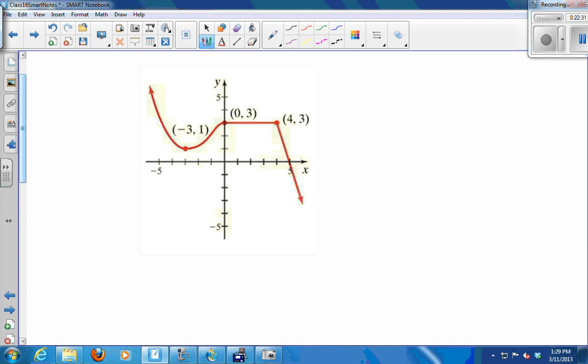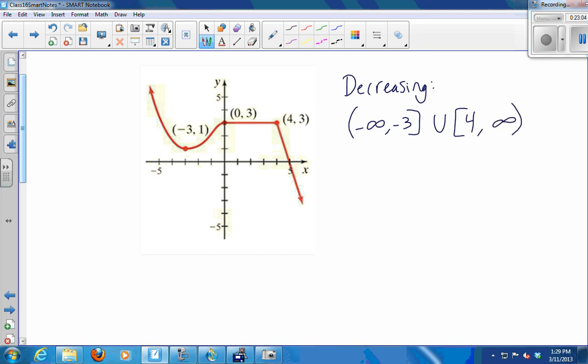All right, let's look at one more. So this function, let's start with decreasing. It looks like it's decreasing from -infinity all the way until when? -3. Good. So -infinity to -3. Does it ever decrease again? Yes, starting where? At 4, because we just give x values, and then it goes on forever.